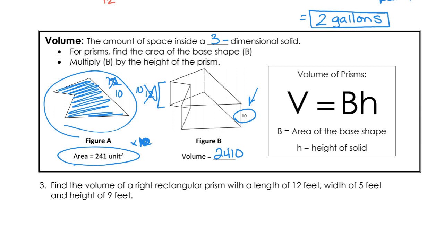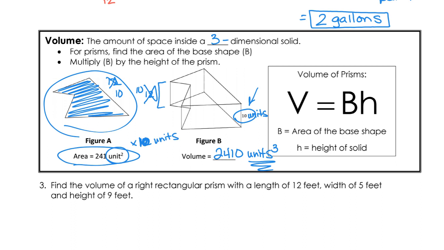2,410 units cubed. And the reason why we're jumping to units cubed is because this is in units squared, and we're multiplying it by 10 units. And so units squared times units is units cubed. And that's where that comes from.